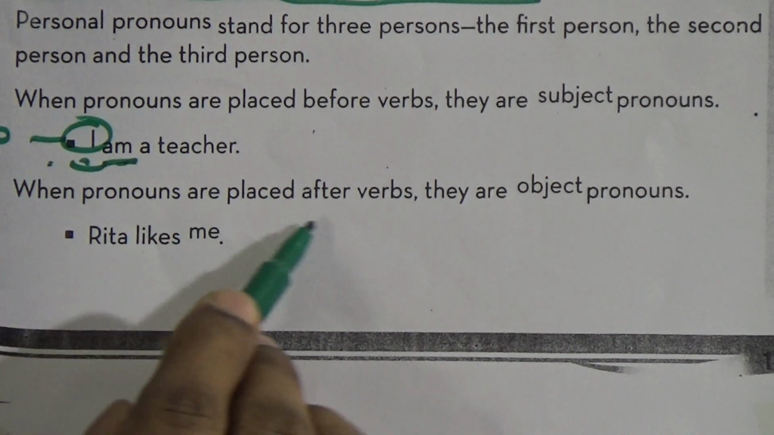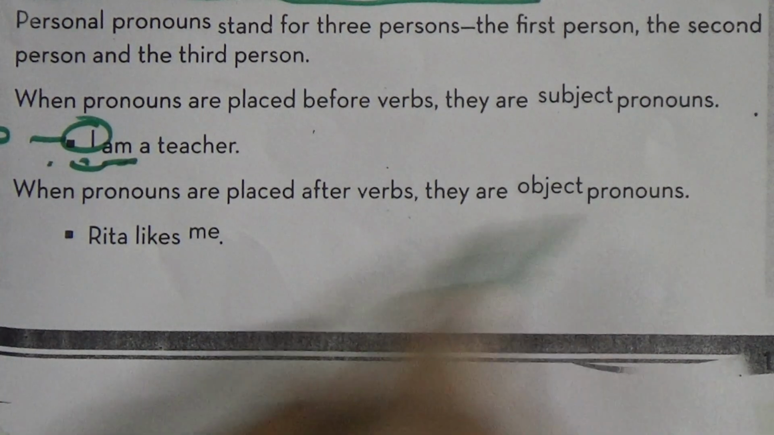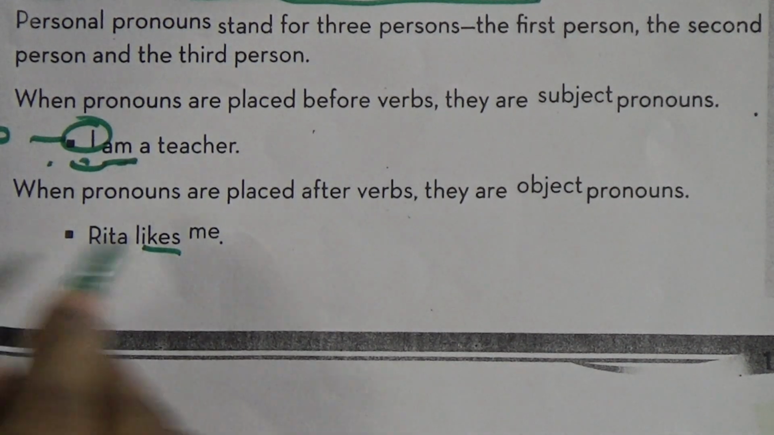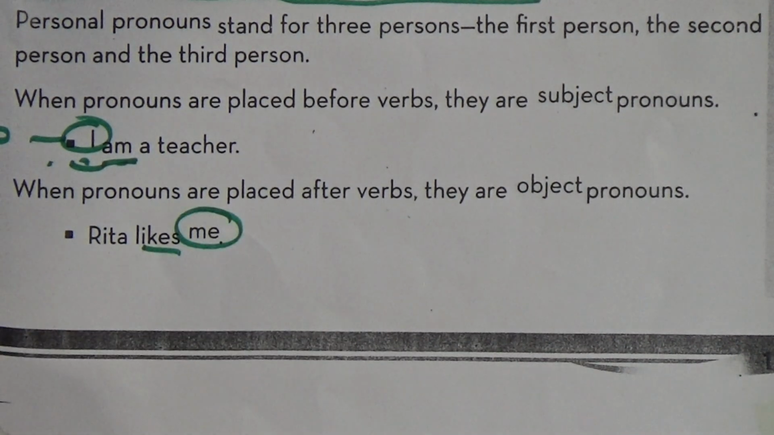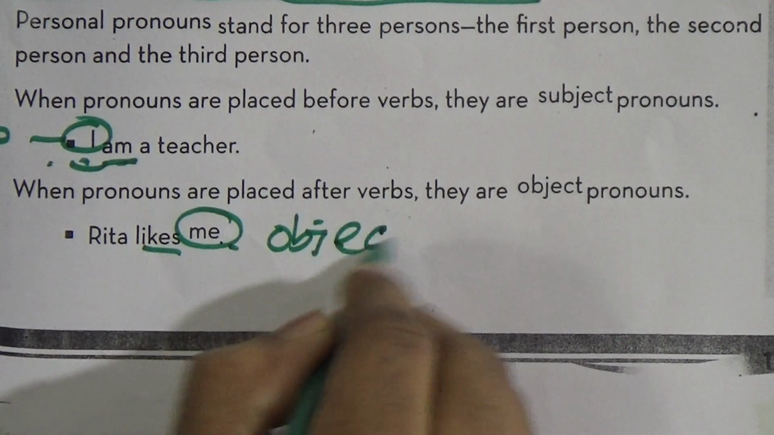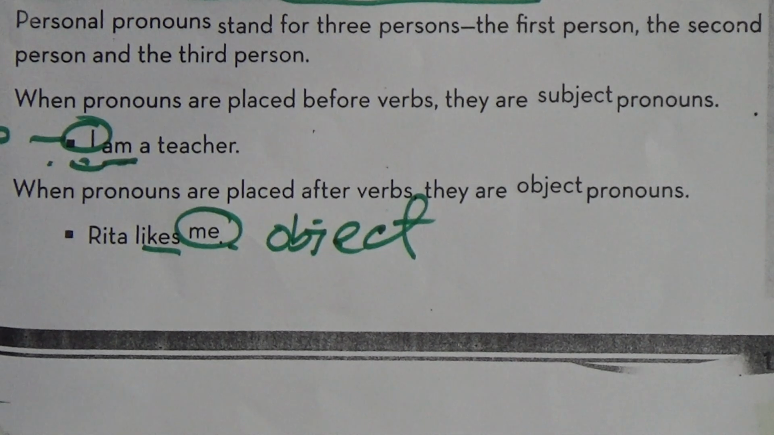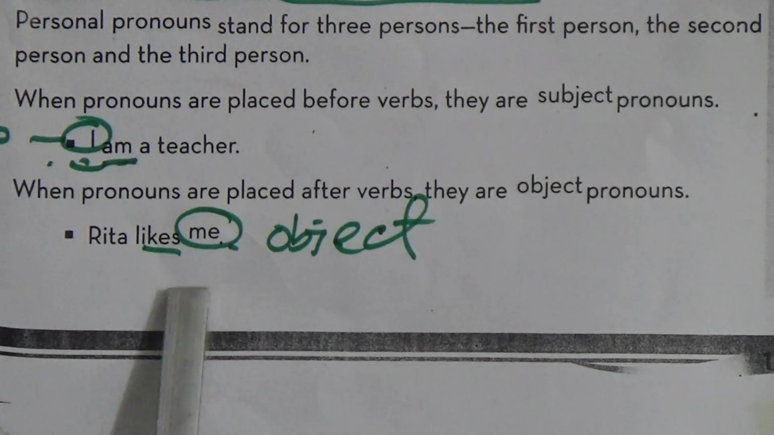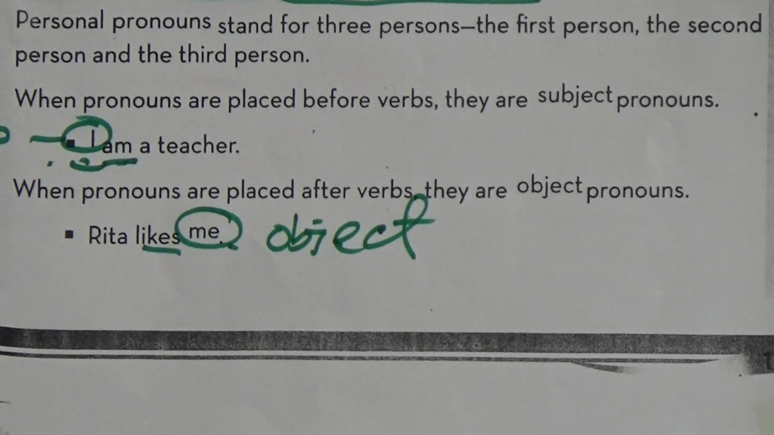When pronouns are placed after verbs, they are object pronouns. Likes is the verb. After likes, we are using me, the pronoun. That's why this is called object pronoun. So what are the words that we can use in place of subject and object pronouns? Subject pronoun and object pronouns.